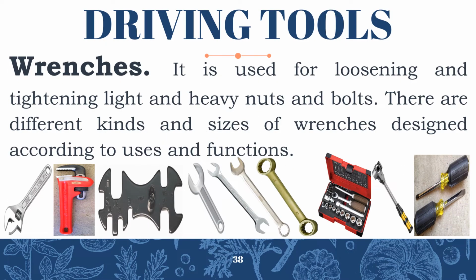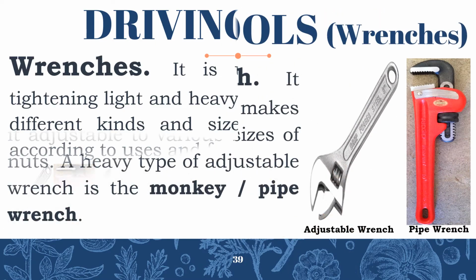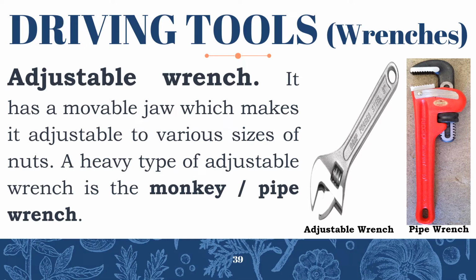Another example of driving tools are the wrenches. It is used for loosening and tightening light and heavy nuts and bolts. There are different kinds and sizes of wrenches designed according to uses and functions. An example of wrenches is the adjustable wrench. It has a movable jaw which makes it adjustable to various sizes of nuts. A heavy type of adjustable wrench is the monkey pipe wrench.